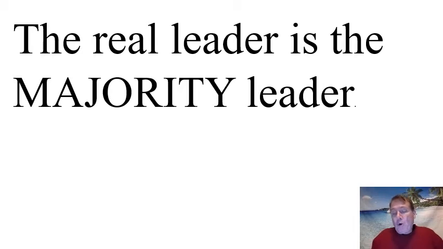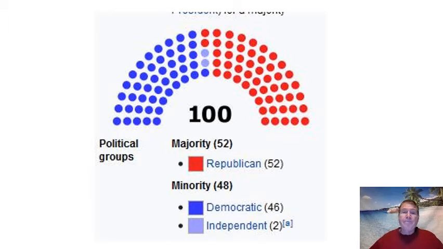And the majority leader is the head of the majority party. So again, from the Republicans, Democrat, whoever has the most votes, they elect a leader, and that leader is called the majority leader. And here you see currently in the Senate, the Republicans have just a few more votes than Democrats, which means the Republicans are in the majority, and therefore they have elected one of their own, Mitch McConnell from Kentucky, as the majority leader.